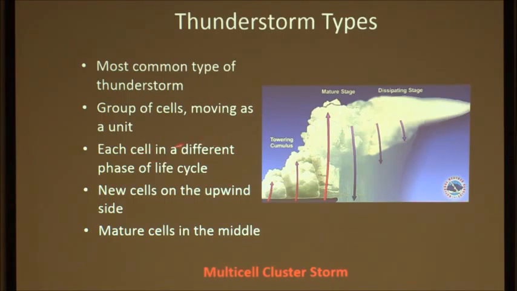They're all in a different phase of the life cycle. Like I showed you earlier, the beginning stage, or the towering cumulus stage, the mature stage, the dissipating stage. So that's what we're looking at here in a single picture, where all 3 stages are coexisting at the same time. So this end, the right side, is not the severe potential.